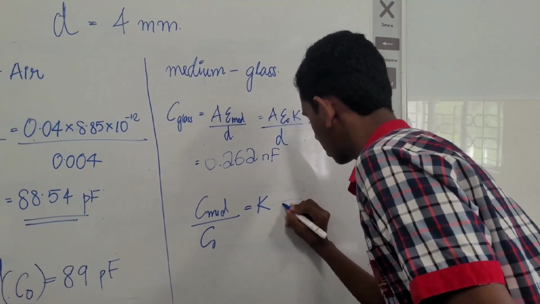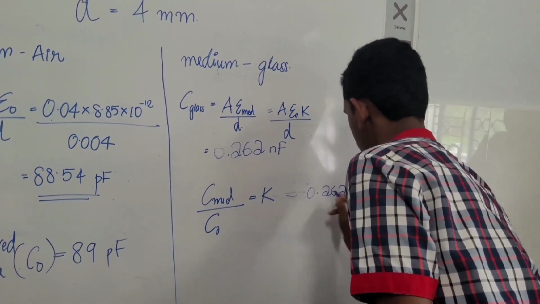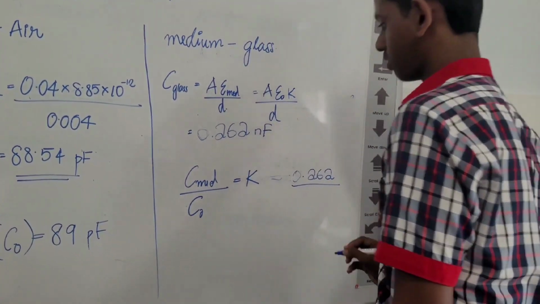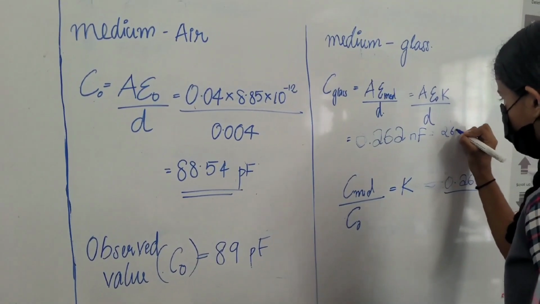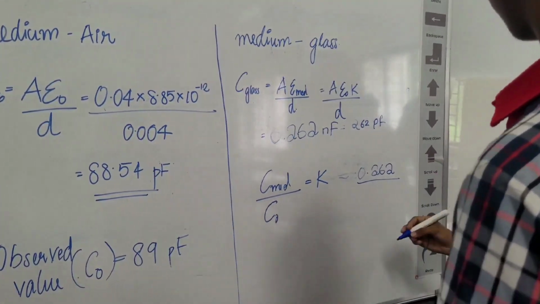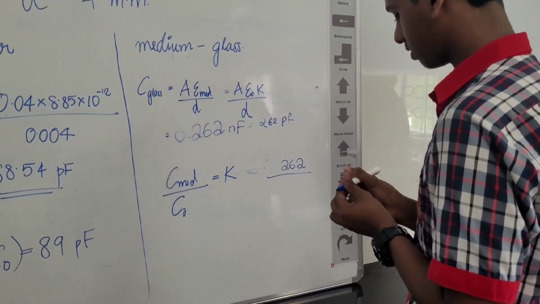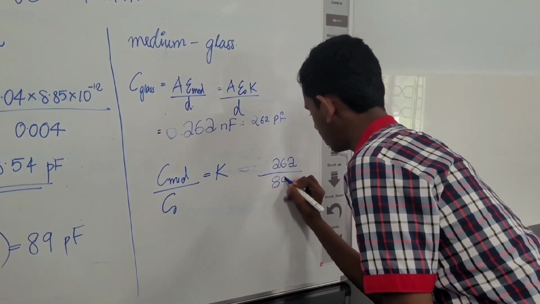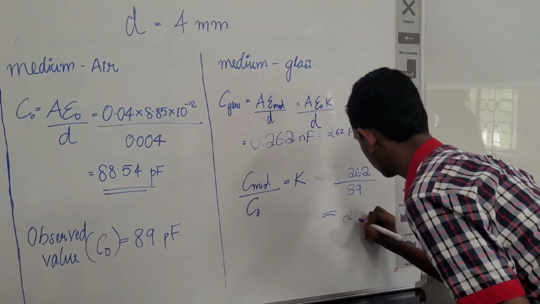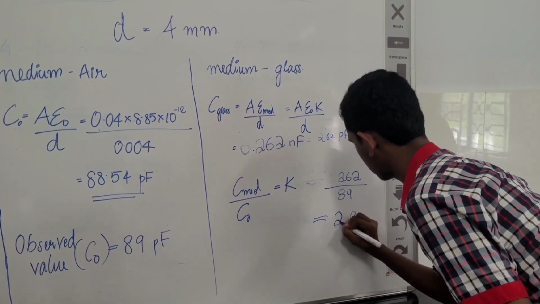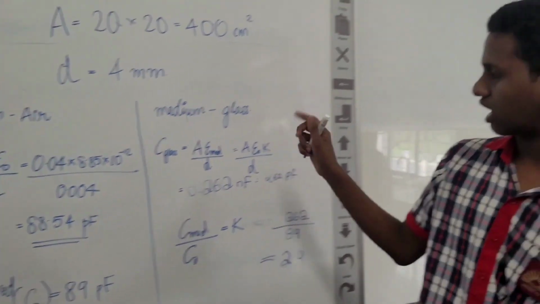So C medium is 0.262 nanofarad. Written in picofarad, that is 262 picofarad. So 262 divided by, we are getting 89. So 2.9. 2.9 is the approximate value that we get for the dielectric constant of the glass.